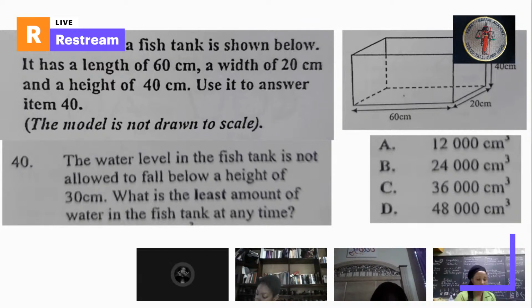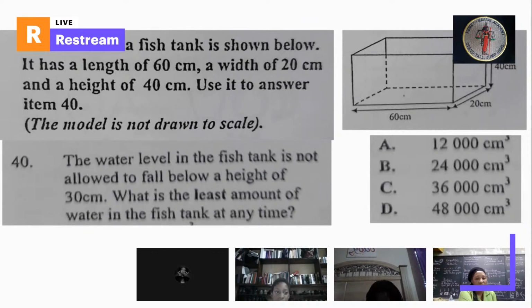Miss, 36 centimeters? Look at the options that are there. Miss, 36. Is it D? Is it D? 48,000 centimeters cubed. How did you come by that? Miss, I multiplied the 60 times the 20 times the 40, so I found the volume.